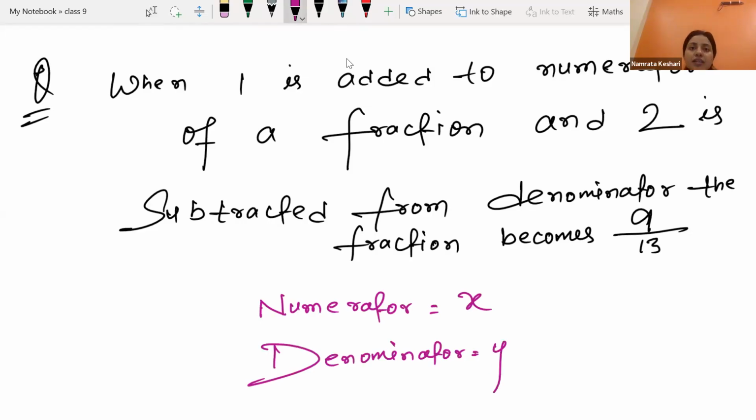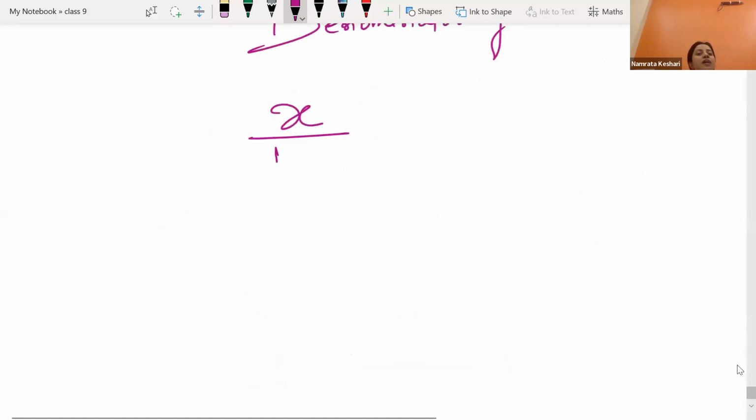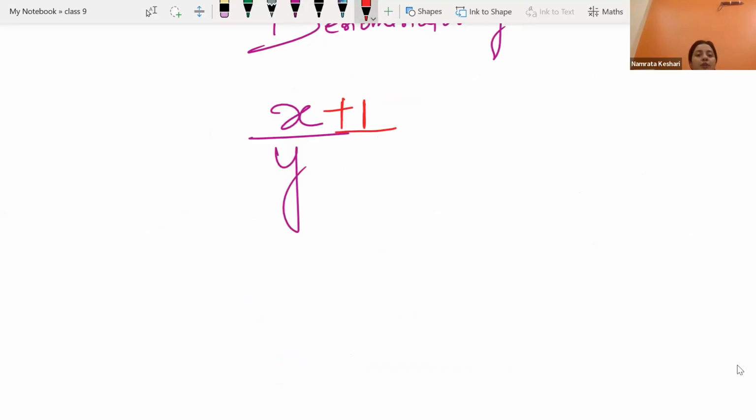Whenever you encounter an age-related question, you start from the present age assumption. Whenever you encounter a fraction question, you always say the numerator is x and the denominator is y. According to our assumption, the fraction is x by y. Now it says when 1 is added to the numerator, that means x plus 1, and 2 is subtracted from the denominator, y minus 2, the fraction becomes 9 by 13.